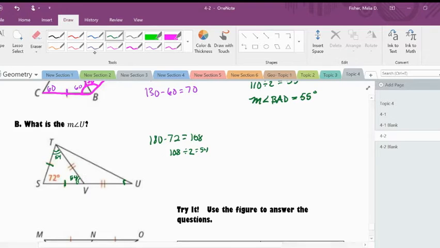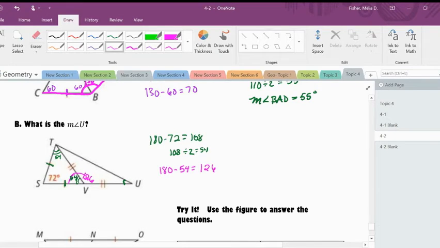We can determine the measure of this angle right here by saying that 180 minus 54 equals... No. Working backward. 180 minus 54 is 126. So that means this piece right here is 126.